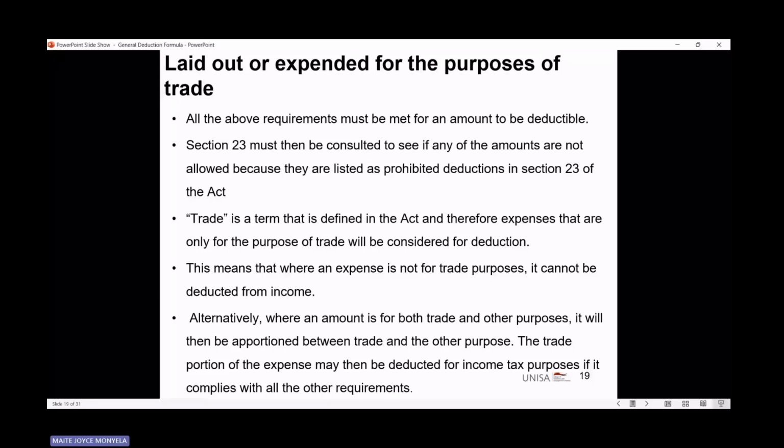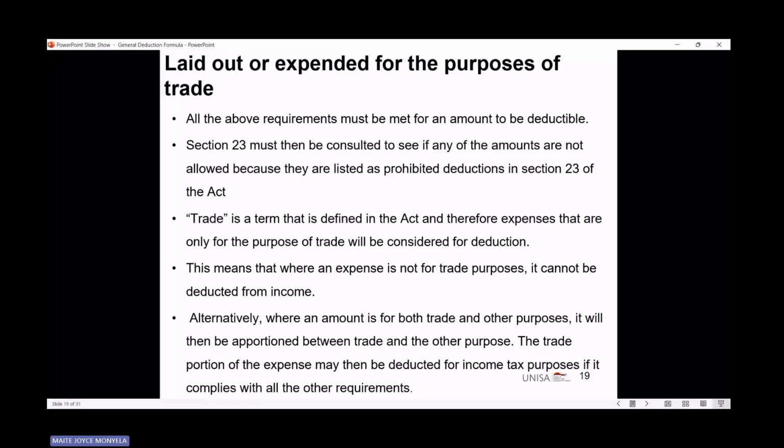We're still talking about expenditure incurred for the purpose of trade. All of the above must be met for an amount to be deductible. So we have those requirements, I think it's 6 requirements, that must be met before we say this expense or loss qualifies as a deduction. First of all, there must be a trade. There must be expenses or losses actually incurred in production of income, not of capital nature. These requirements must all be met before the amount can be deducted.